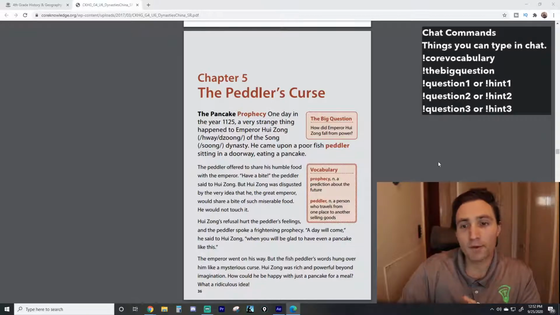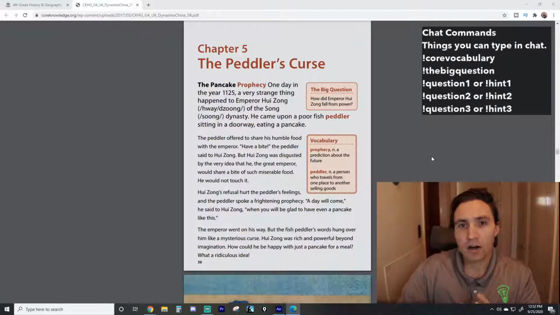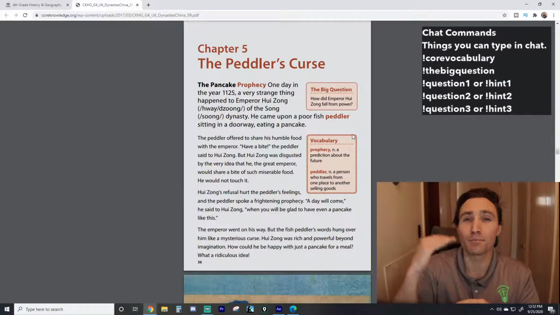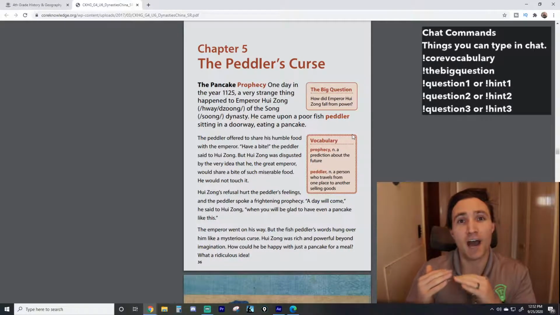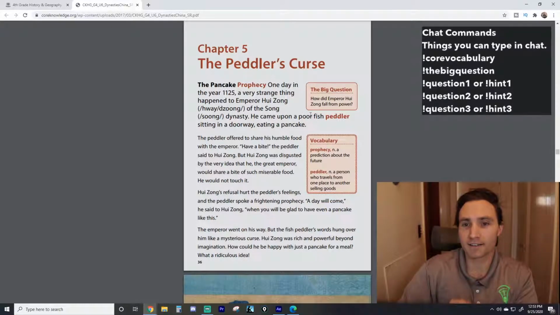Okay, so those are our primary focus objectives. So let's call attention to our big question and read this with me. What is the big question? It is, how did Emperor Wei Zhong, that's how you pronounce his name, fall from power? This will go along with your idioms for literature: the bigger they are, the harder they fall. An emperor is a very big, powerful position, and we're going to learn how hard he fell.